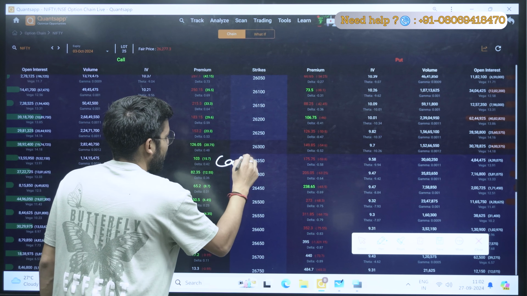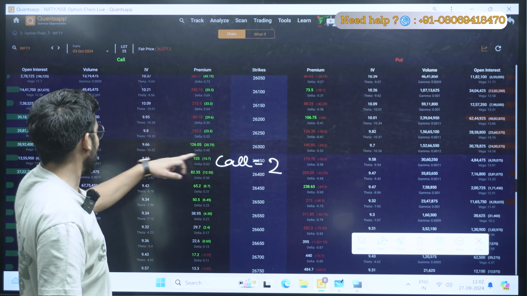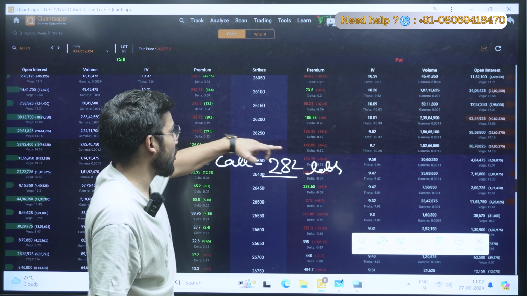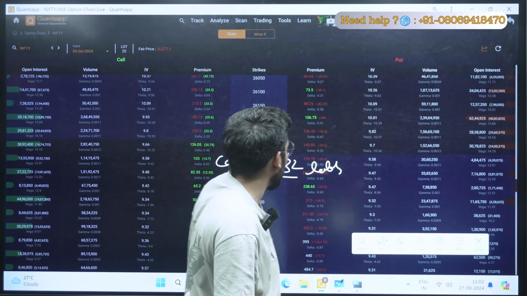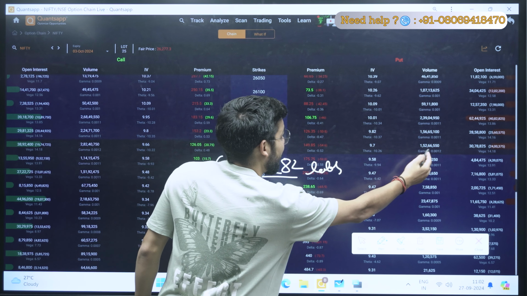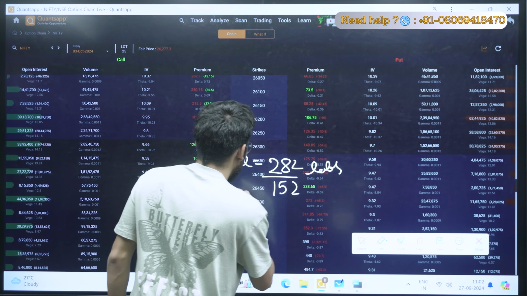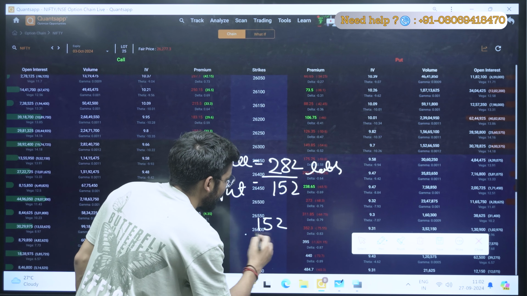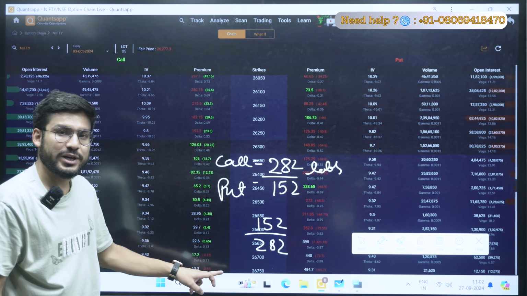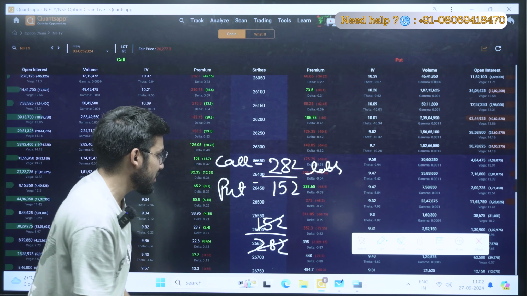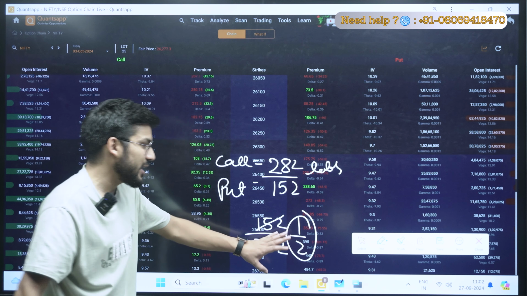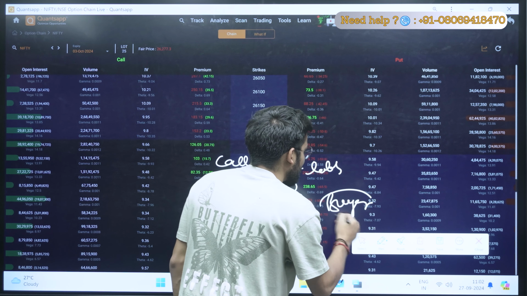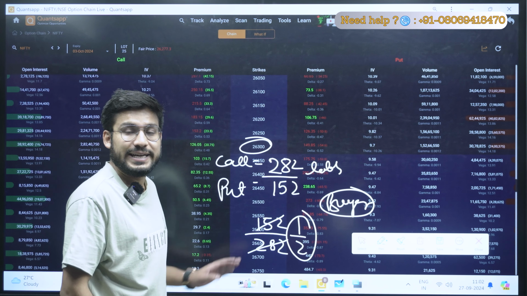So in call side, call volume is 282 lakh। okay, at the same time if I'll go in the put side, I can see the volume in this section is approximately 152 lakh in put side। okay, if I'll make the put call ratio here, so it is 152 upon 282, right? So if I'll apply it is approximately 2 times, right? It means my buyers are stronger at this level, my buyers are stronger at ATM level, right?